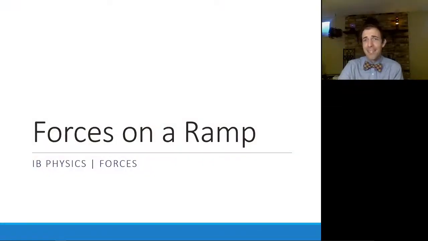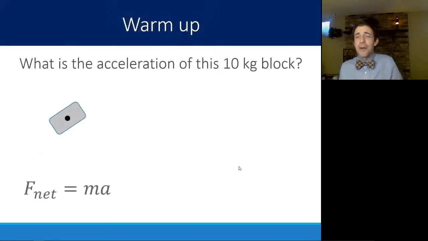So there might be times when it's useful to stop and rewind and rewatch certain parts of this, but we're going to go through together here the general idea and then do an example at the end. So today we're going to look at forces on a ramp. To start us off, I want to start with the problem that you all are able to do at this point, because we have talked about this in our other examples.